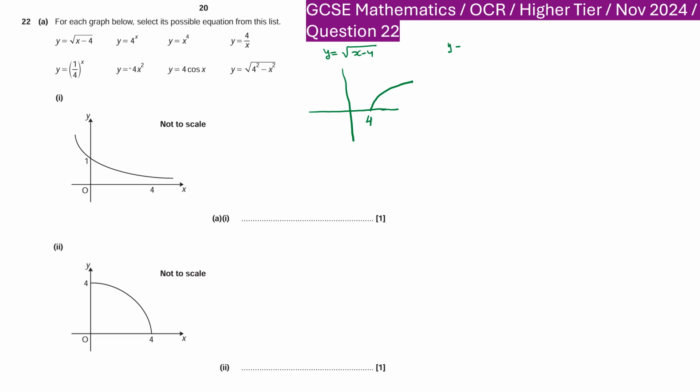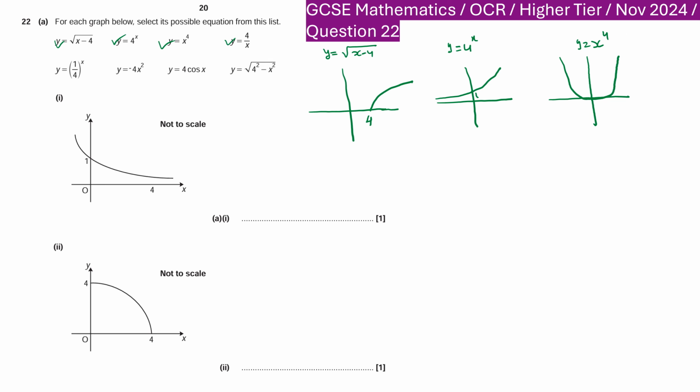The next one, y equals 4 to the power x. It's obviously an exponential graph. That's what it would be, with 1 being the y-intercept. And then y equals x to the power 4. So that would be y equals x to the power 4.